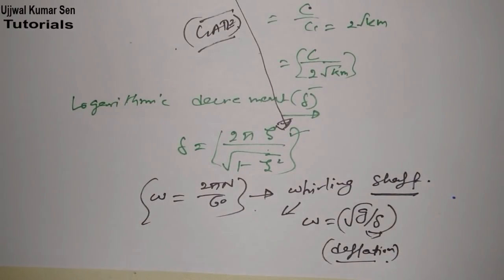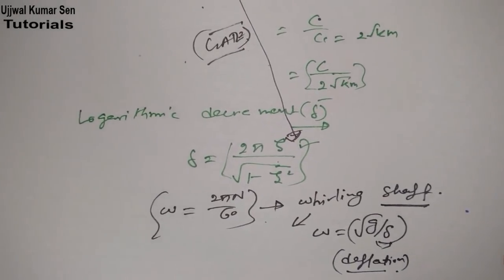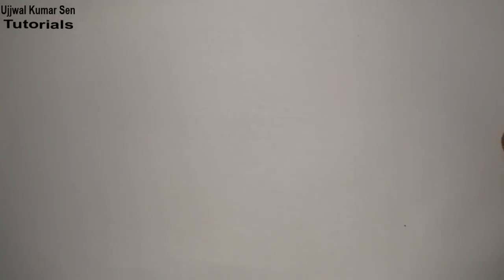This delta is known as deflection of the shaft. So these formulas are related to it. Now let's move to the other formulas. Of course I have to share with you all the formulas, those are most important. Two more formulas are remaining right now.